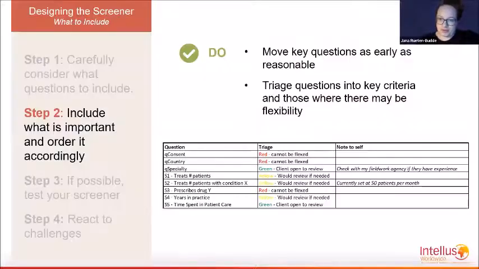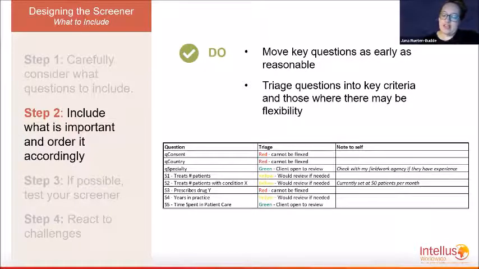Okay, so now on to step 2. You have now decided what to include in your screener. You've decided to move anything that's just a nice to have into the main survey or discussion guide. So what you now need to do is decide what order to ask those questions in.